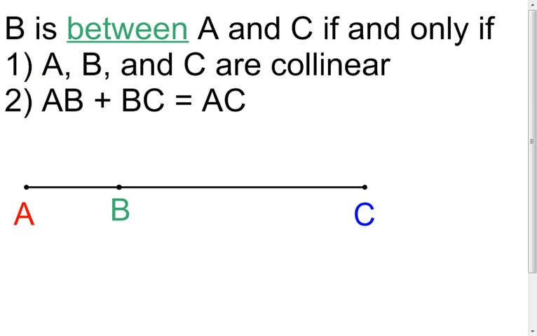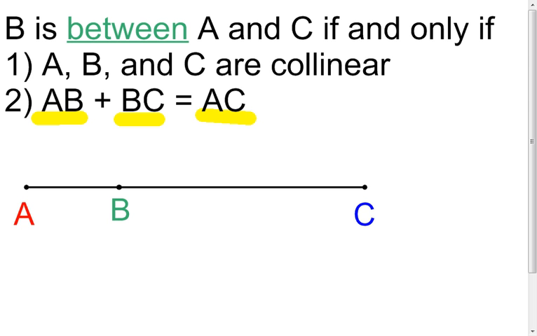Now notice, thinking back to what we just learned, we're going to have the length of segment AB plus the length of segment BC equals the length of segment AC. So really, step two is dealing with numbers. When you talk about the length of segments, it's a number. It's maybe 2 inches plus 3 inches equals 5 inches.